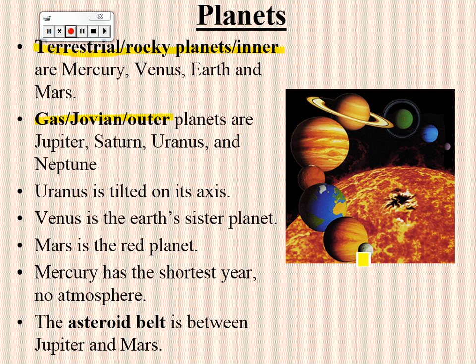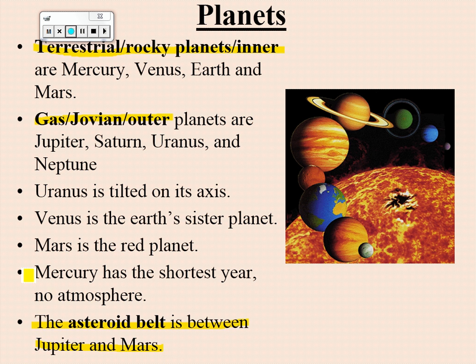Mercury is closest to the sun, so it has the shortest year. As you move out away from the sun, your year gets longer. That's something important to know. Mercury doesn't have an atmosphere, so the side facing the sun is seriously hot, and the side facing away from the sun is seriously cold. The asteroid belt falls between Jupiter and Mars. You definitely need to know this.